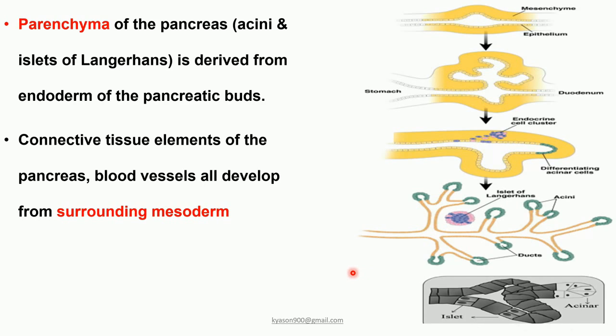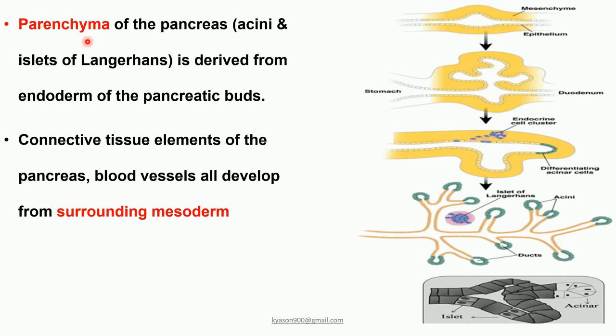Of course, as those buds grow, the various connective tissue elements of the gland are also going to be forming, and the parenchyma of the gland is also going to be forming. The parenchyma of the gland is going to arise from the endoderm of those buds, the ventral and the dorsal buds. By parenchyma, we mean the functional part of an organ, that part that is responsible for the normal functioning of the organ.